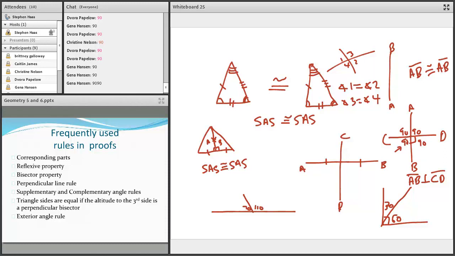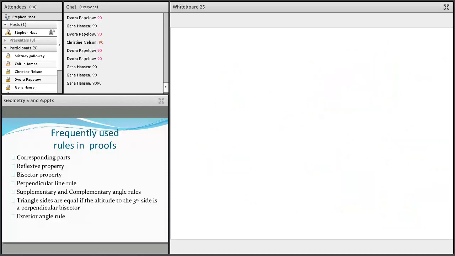And finally, you've got the exterior angle rule. The exterior angle rule says in a triangle, if you extend a triangle, and let's say this is angle 1, and this is angle 2, and this is angle 3, and this is angle 4, then angle 4 equals angle 1 plus angle 2. The exterior angle of a triangle always equals the opposite two combined. And if you think about it logically, that makes a lot of sense.